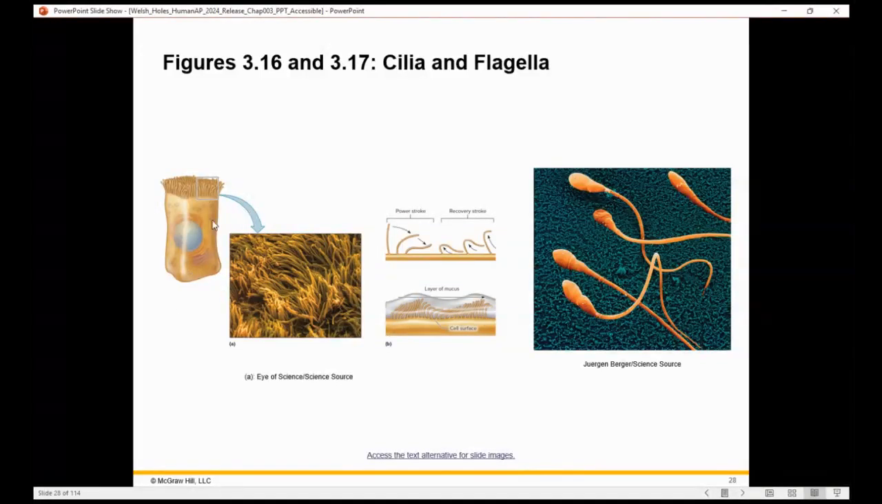Okay, this on the left shows a picture of cilia that you might see on the ends of certain cells, like in the respiratory tract. And on the right here, you see the tails, the flagella of sperm.